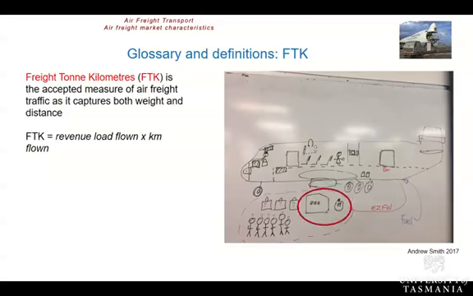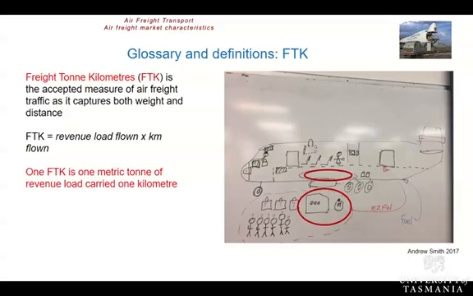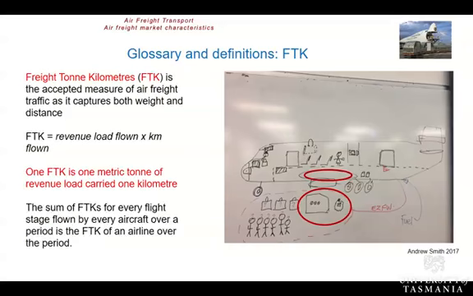So as you can see here, you've got the goods being prepared and ready at the airport and then moved into the belly hold of the plane. So freight tonnes per kilometre is 1 metric tonne of revenue load carried 1 kilometre. The cumulative number of those, the sum of the freight tonnes per kilometre for every flight stage flown by every aircraft over the period, is the freight tonnes per kilometre of the airline.